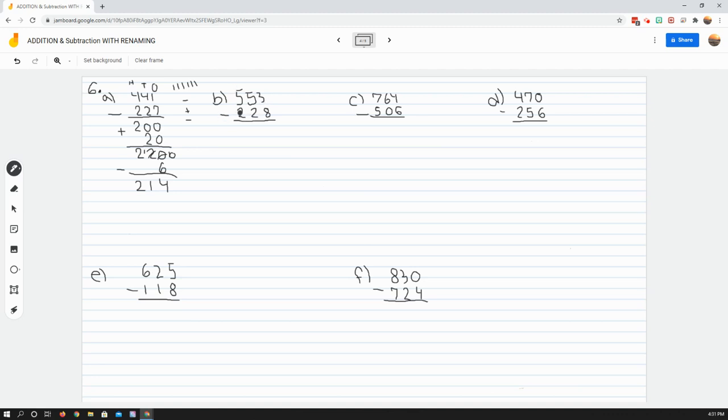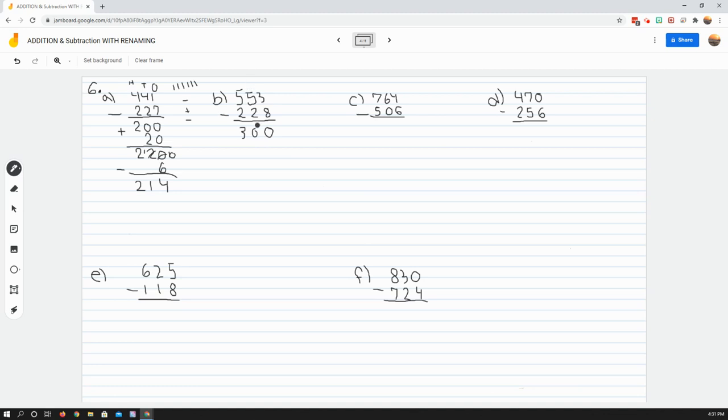So again, I'm going to focus on my hundreds place. 5 in my hundreds place, 2 in my hundreds place. That means that I have 500 and 200. So if I have 5 and I take away 2, I'm going to be left with 3. And because I'm in my hundreds place, I'm going to write the 2 zeros. That's going to be 300.